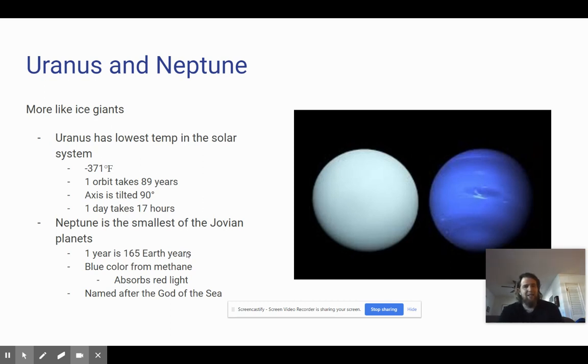So the axis is tilted 90 degrees. So it means instead of it being straight up and down, it's like this. And so it almost rolls on its orbit as opposed to how we spin. This would almost look like rolling.